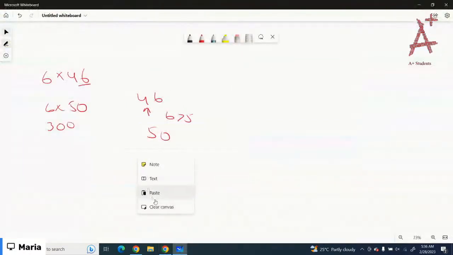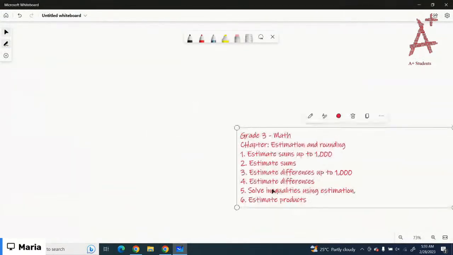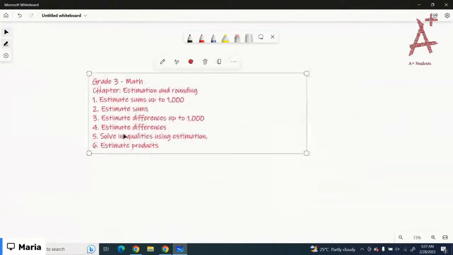So we're working on grade 3 maths. The chapter we're working on is estimation and rounding. And the lessons we have covered today are estimate sums up to 1000, estimate differences up to 1000, solve inequalities using estimation, and then estimate products.